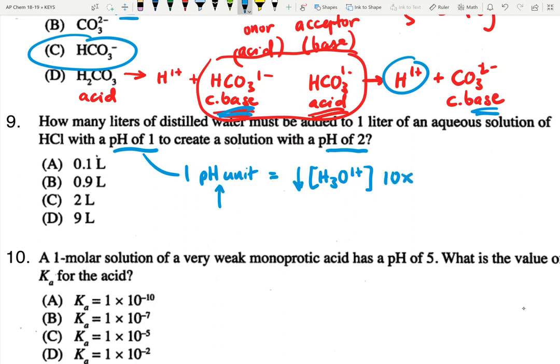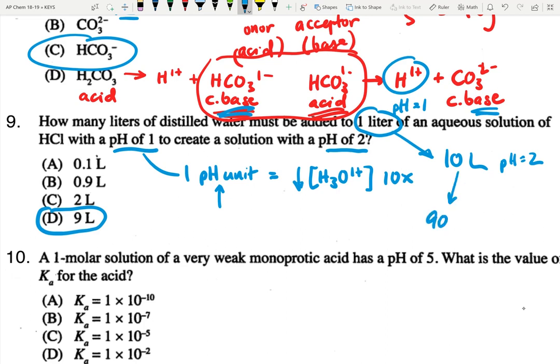So we've diluted it 10 times to go from pH 1 to pH 2. We've watered it down by a factor of 10, which would mean we'd need to take 1 liter to 10 liters total to dilute it by a factor of 10. 1 liter of the original solution at pH equals 1, if we dilute that with water to 10 liters, it'll have pH equals 2. And to get from 1 liter to 10 liters, we'd need to add 9 liters of water. So D is our answer. By the way, if we added another 90, we'd have diluted it.